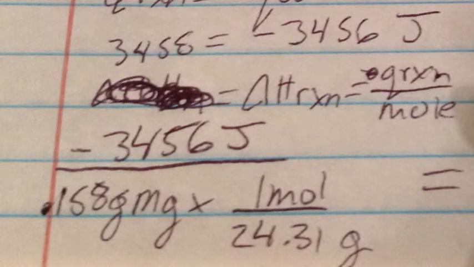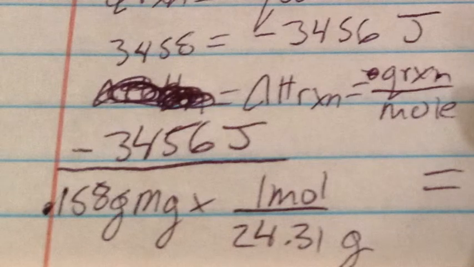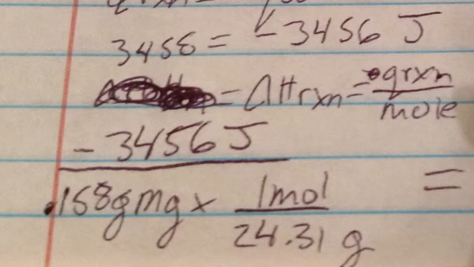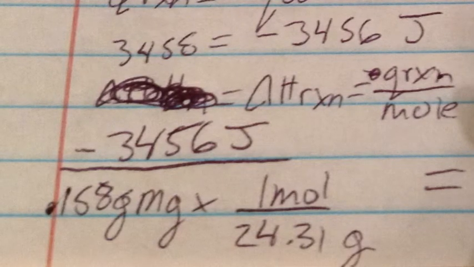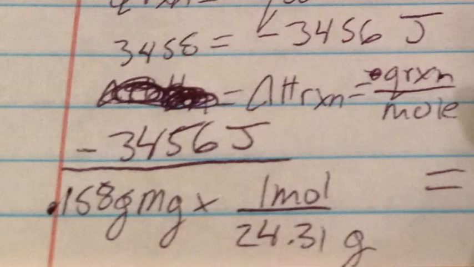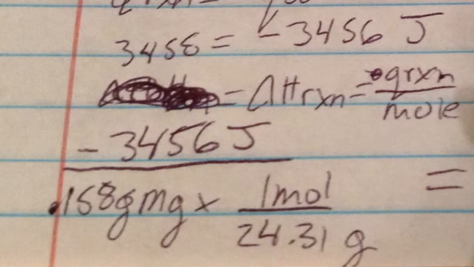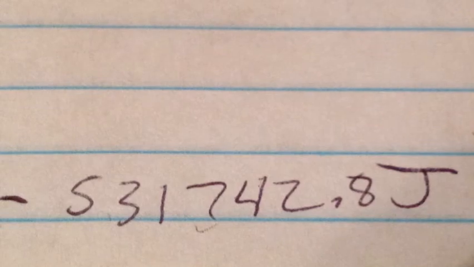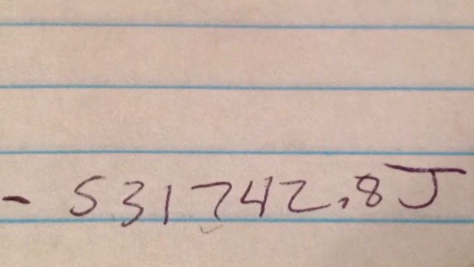To solve for H reaction, we put our negative 3,456 joules over the number of moles used. In order to find out the number of moles used, we take the 0.158 grams of Mg that was given to us and divide it by its molar mass. The correct units for our final answer will be found in joules.